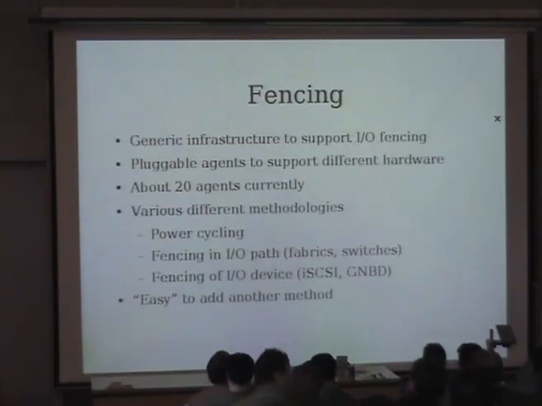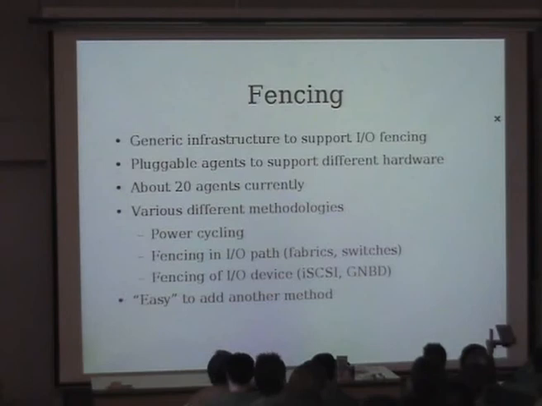So fencing is a generic infrastructure that we've been developing for a long time to support I/O fencing. We have pluggable agents that talk to different types of hardware. For example, there are network power switches with a bunch of nodes plugged into them, and you can tell the switch to turn off the power on a particular node's port. Once the power is off, you know it's not going to come back and write to the disk.